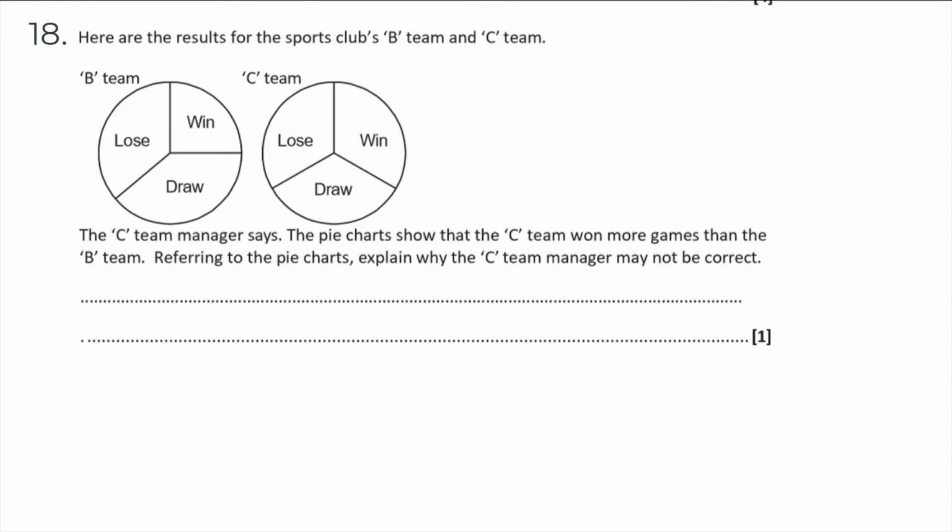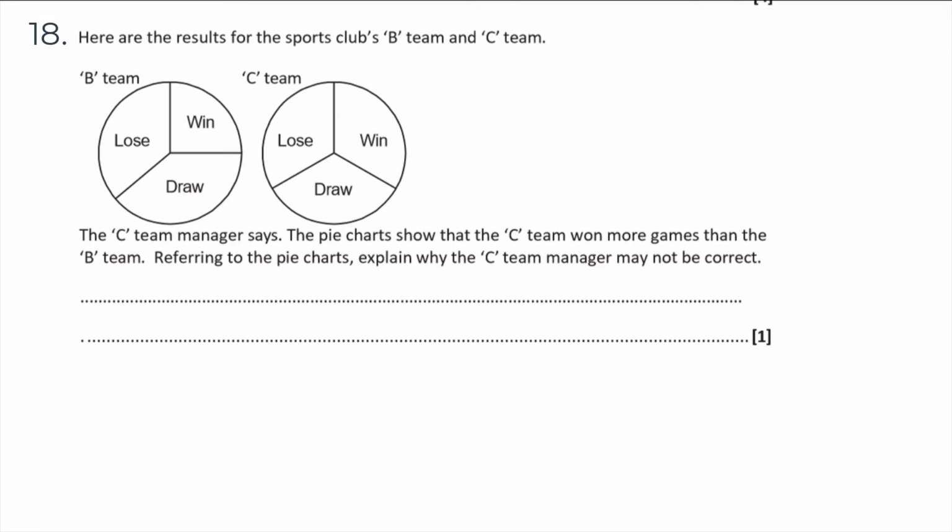Part B says here are the results from the sports clubs B and C team. The C team manager says that the pie chart shows that the C team won more games than the B team. Referring to the pie charts, explain why the C team manager may not be correct. Okay, well you can see that the C team proportionally won more games, but you don't know how many games the B and the C team played. Okay, so C team won more than a quarter of the games, but if it played fewer games, then that more of a quarter might be less than a quarter of the other one.